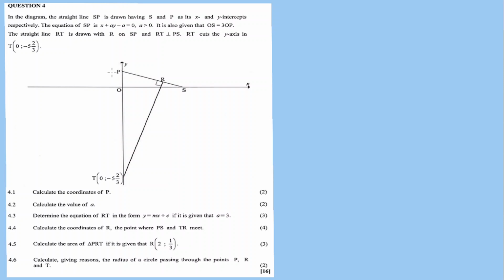PRT and then UPT extended to point S, right? Then in the diagram, the straight line SP is drawn having S and P as its x and y intercepts respectively. The equation of SP is given, and A in that equation is greater than 0, meaning the value of A must be a positive one. It is also given that OS is equal to 3 times OP.